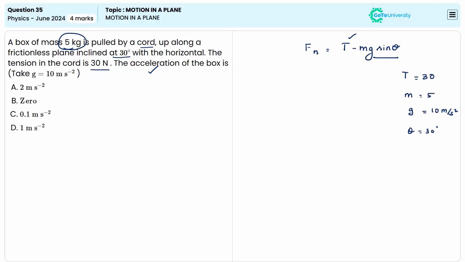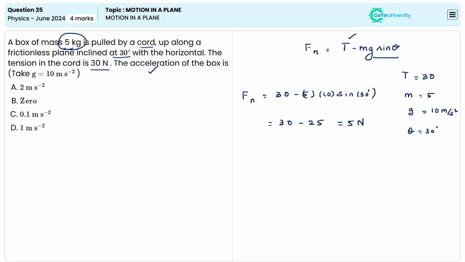So let us apply the values. The net force will be equal to 30 minus 5 times 10 times sine of 30 degree. When we simplify, we will get 30 minus 25, which will be equal to 5 Newton.